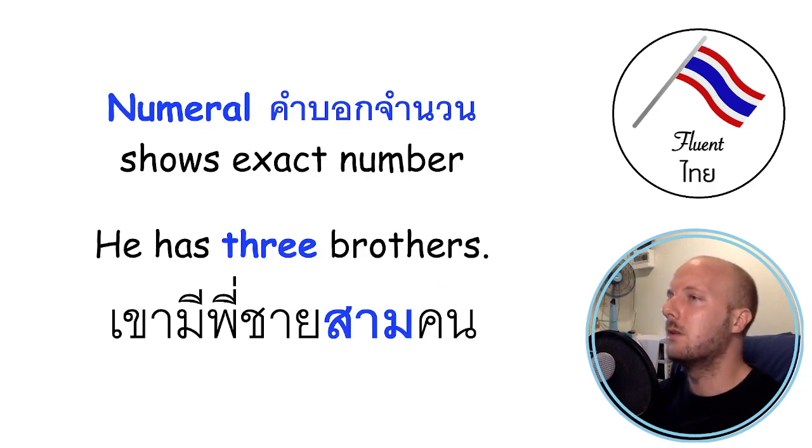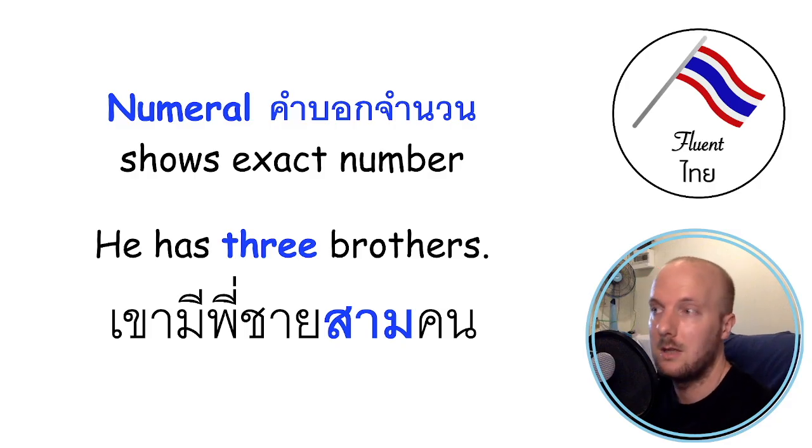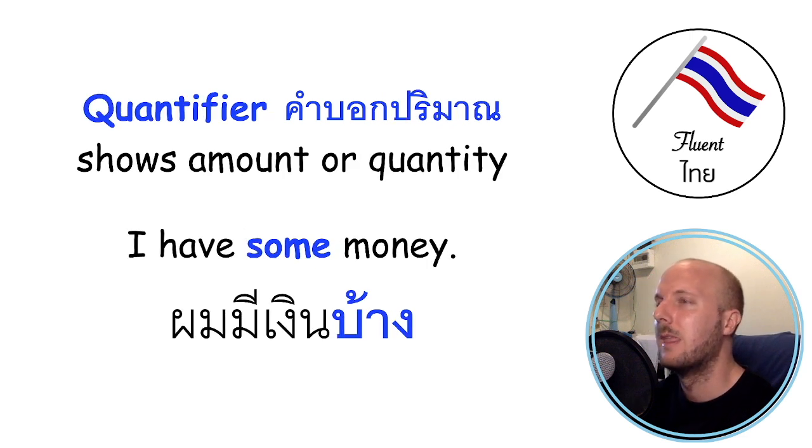Alright, next one. Numerals. So คำบอกจำนวน shows the exact number. So, he has 3 brothers. เขามีพี่ชาย3 คน. So here's another classifier for you: คน, meaning people, but it's the classifier for people. So 3 คน. In English we just add s.